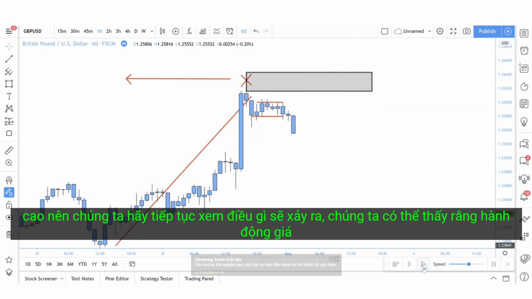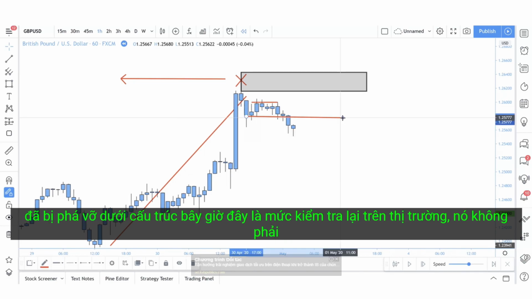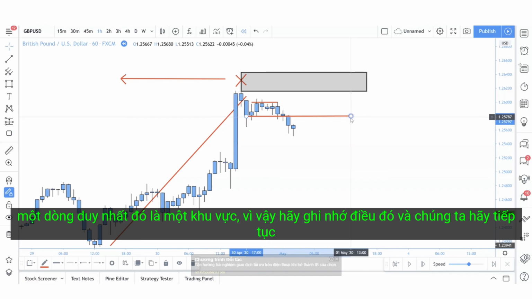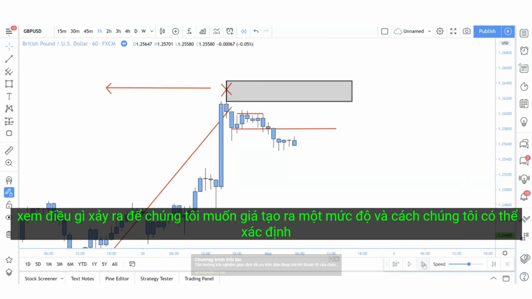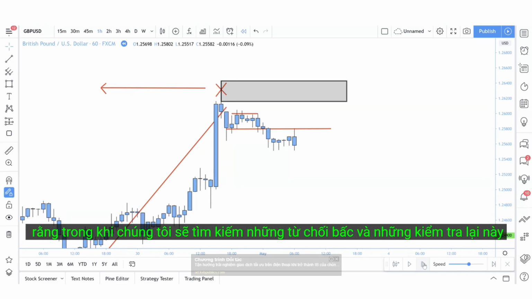We can see that the price action has broken below this structure. Now this is a retest level in the market. It's not a single line, it's an area, so please bear that in mind. And let's continue to see what happens. So we want price to create a level. And how we're going to identify that? Well, we're going to be looking for these wick rejections and these retests.